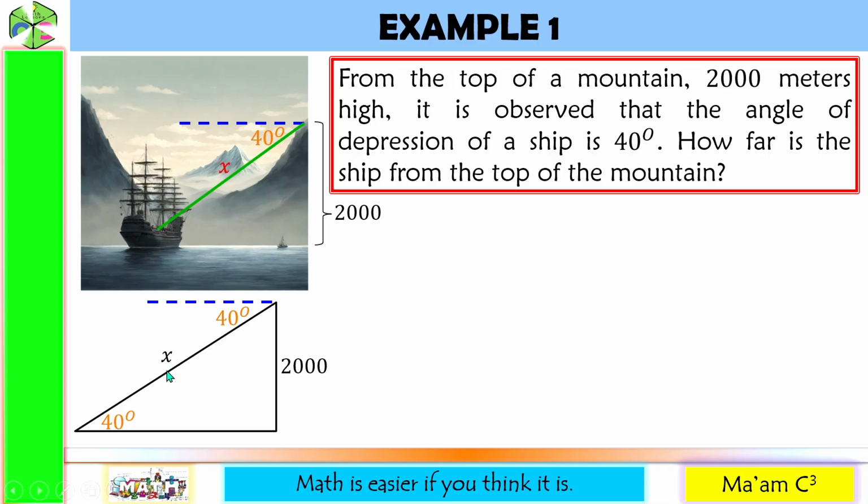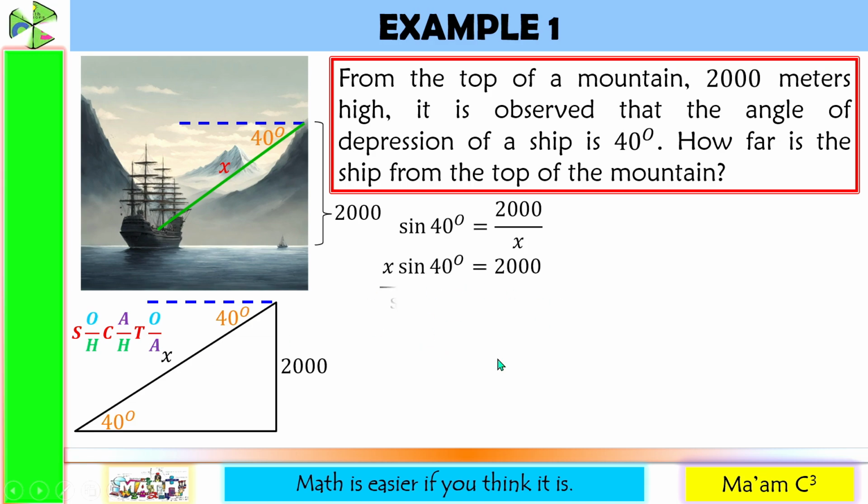Now, to solve for this one, it is good to recall SOHCAHTOA. In reference to this angle, this side is the opposite, while this one is the hypotenuse. So what trigonometric ratio involves opposite and hypotenuse? That would be sine. So we have sine 40 degrees is equal to 2,000 divided by x. Cross multiplication, divide both sides by sine 40 degrees. Sine 40 degrees will cancel out. So x is equal to 2,000 divided by sine 40.